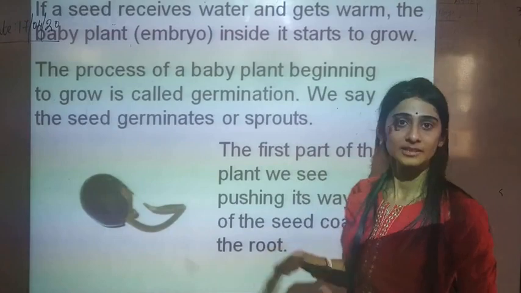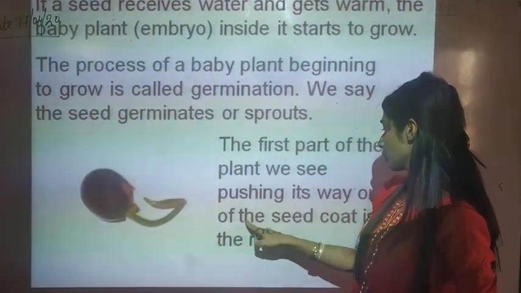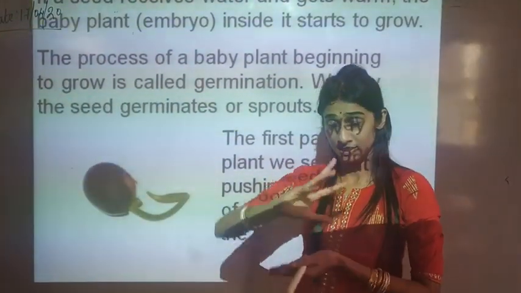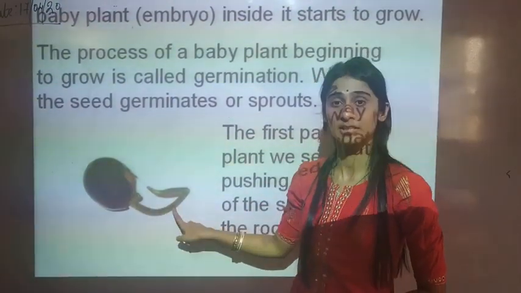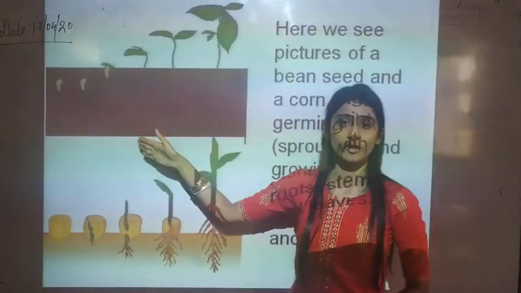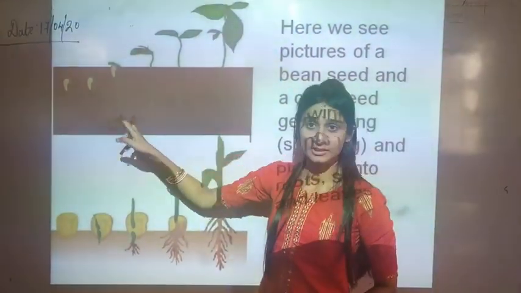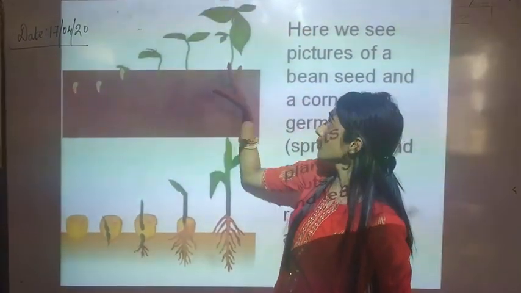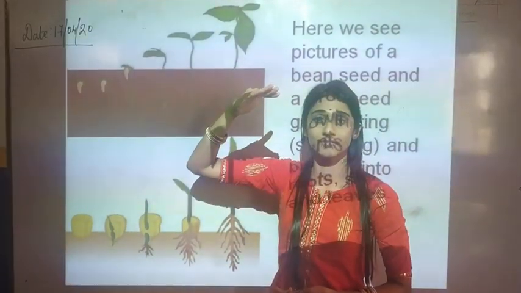The first part of the plant we see pushing its way out of the seed coat, the cover, is the root. See, it's coming out. This first part is called the root. Here you can see the process of seed germination. Slowly the seed is germinating. The root grows downward and the shoot part develops in the direction of the sunlight, means above the ground level.